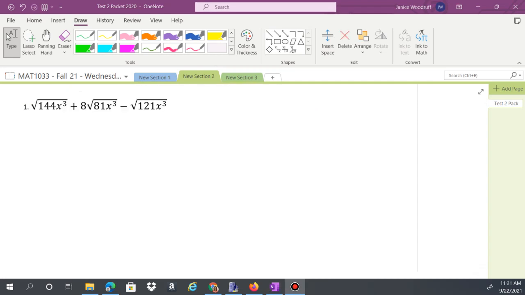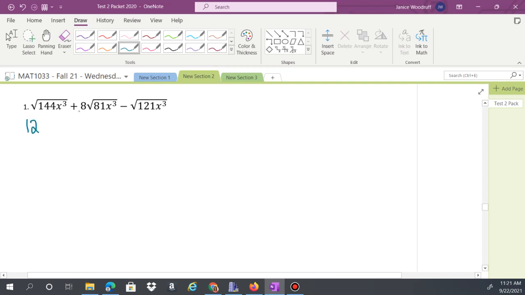Okay, let's take a look here. Immediately looking at this, I'm noticing that 144, 81, and 121 are all perfect squares. So I can go ahead and pull these out. Square root of 144 is 12. So this is 12 square root of x cubed. This is going to be 8 times square root of 81, 9. So 8 times 9 is 72. Square root of x cubed minus 11 square root of x cubed.